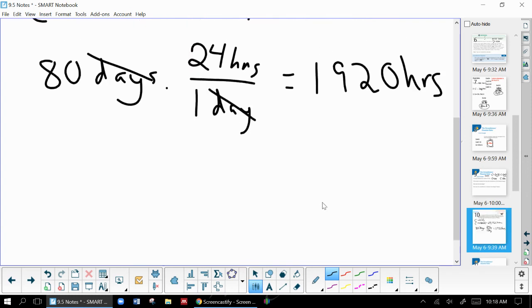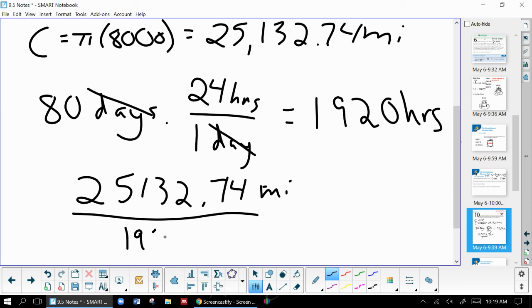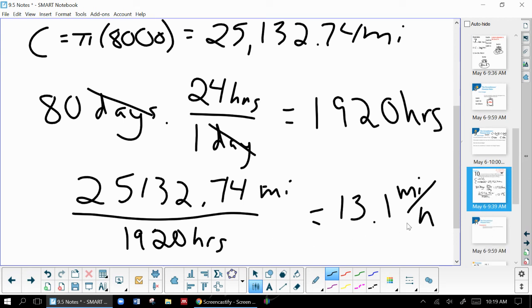And then to find miles per hour, we just divide. So we're going to take our 25,132.74 miles divided by 1,920 hours, and we'll see what we get. 25,132.74 divided by 1,920 gives me 13.1 miles per hour. And so we can find out how fast he has to go to make it around the world in 80 days. 13 miles an hour. That's probably too fast for a frog.